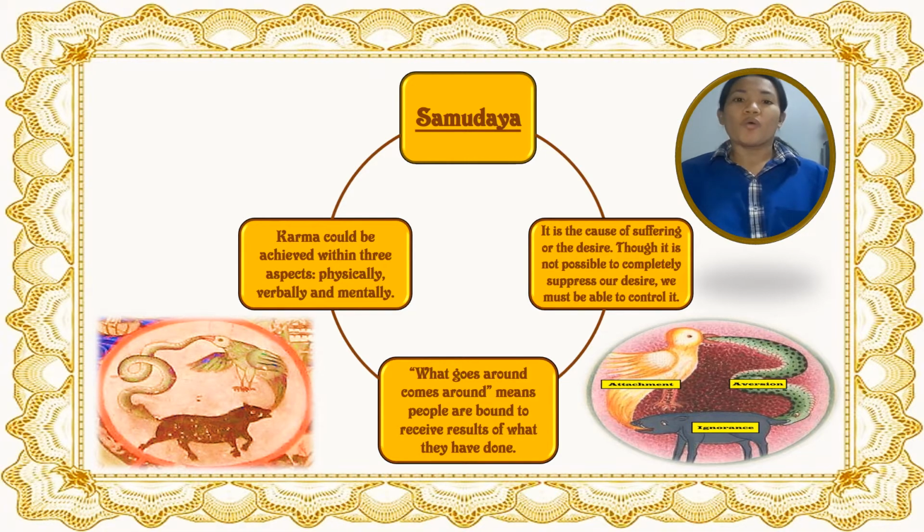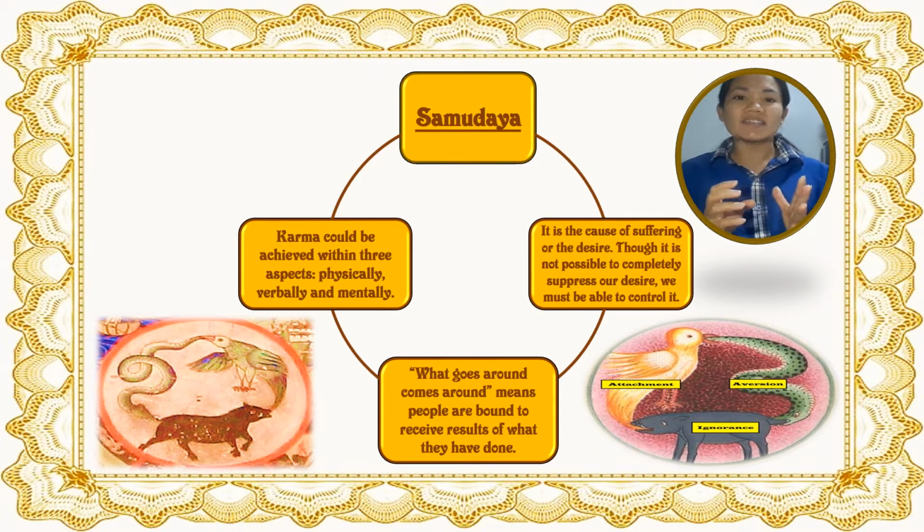That's right. What goes around comes around means people are bound to receive results of what they have done. Karma could be achieved within 3 aspects: physically, verbally, and mentally. Now, let's go back to the meaning of samudaya. It is the cause of suffering or desire.